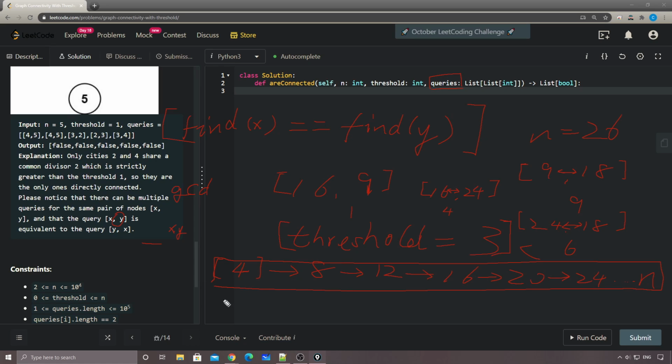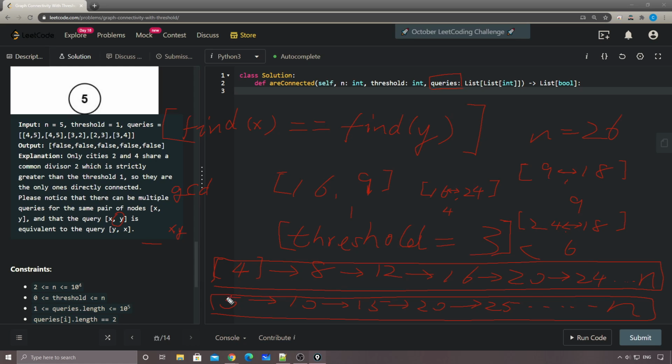And then the next one is 5, right? Same thing: 10, 15, 20, 25, etc., until n. So all these numbers are also connected. So I think now we have found the answer for this problem. The approach is that we simply start from the threshold.